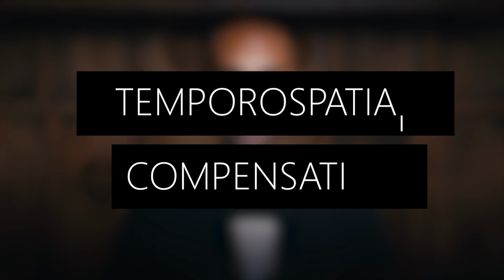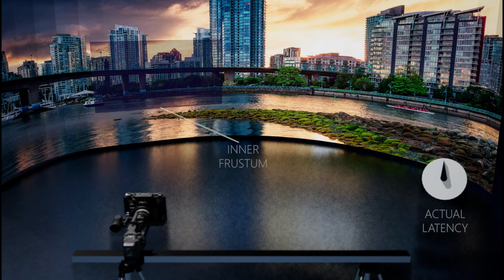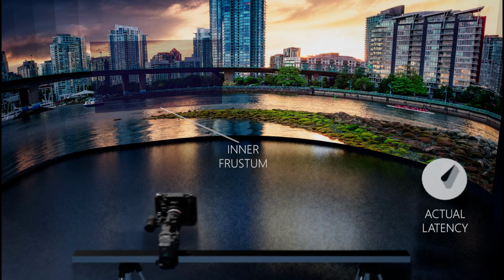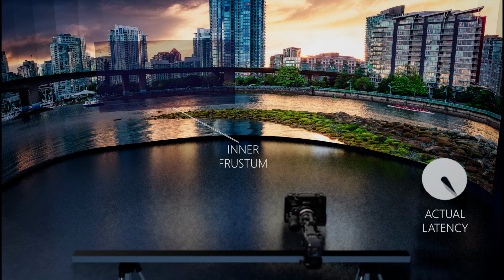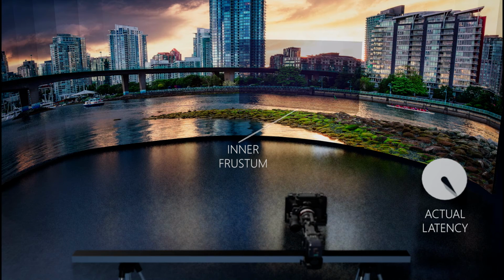Temporal spatial compensation. Because a disguise system has complete awareness of all the subsystems in a volume like camera tracking, LED processor, render nodes, and fiber network, it has an accurate view of the overall latency from camera move to the LED wall refresh. Disguise can take this latency and make the user feel more nimble. Let me explain. Actual latency is cumulative delay in rendering, camera tracking, projection, and so on. All of this together, this is a firm number.